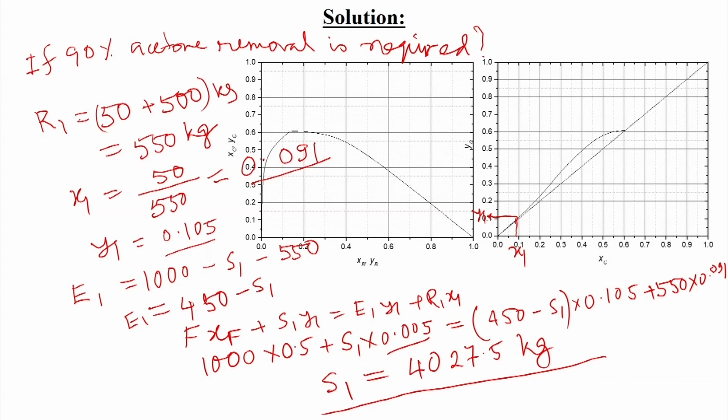From 72% to 90%, we had to spend a huge amount of extracting solvent. So, whenever we come to this zone, we need more extracting solvent to separate the remaining amount of the solute from the feed. Okay.